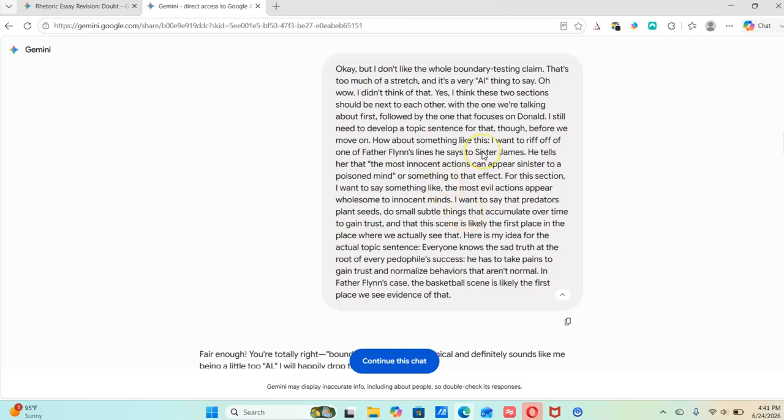Okay, so here I knew that for this section I wanted to riff off of a line that Father Flynn says to Sister James later in the play, and he tells her that the most innocent actions can appear sinister to a poisoned mind, or something pretty close to that. But for this section, I want to say the opposite, because he's in front of the boys in the basketball scene, and I wanted to riff off the idea that sometimes evil actions can appear wholesome to innocent minds, which is true, because kids are so innocent.